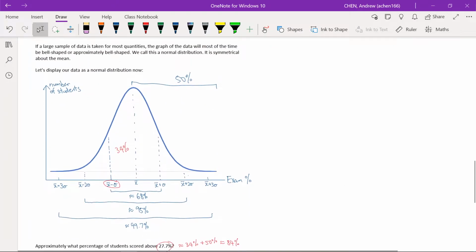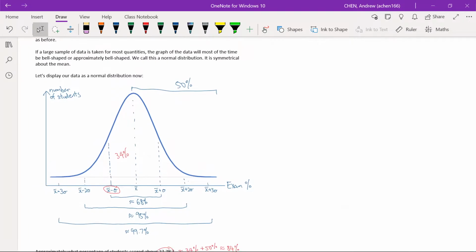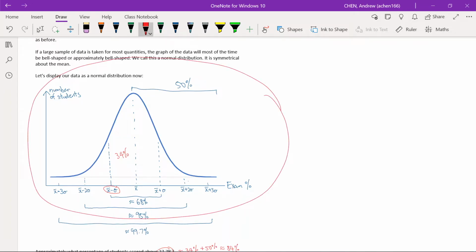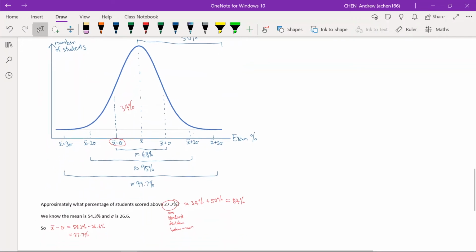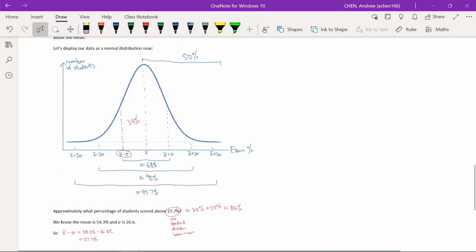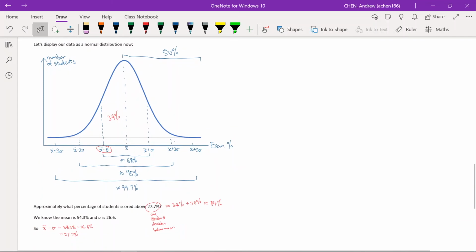Just remember that if you have a large number of samples for any quantity, really, it will look and behave like this. I just used exam scores as an example. You could have all sorts of real-life scenarios. All right, so that was a quick introduction to standard deviation and normal distribution. I hope that helped your understanding of these concepts. See you next time.